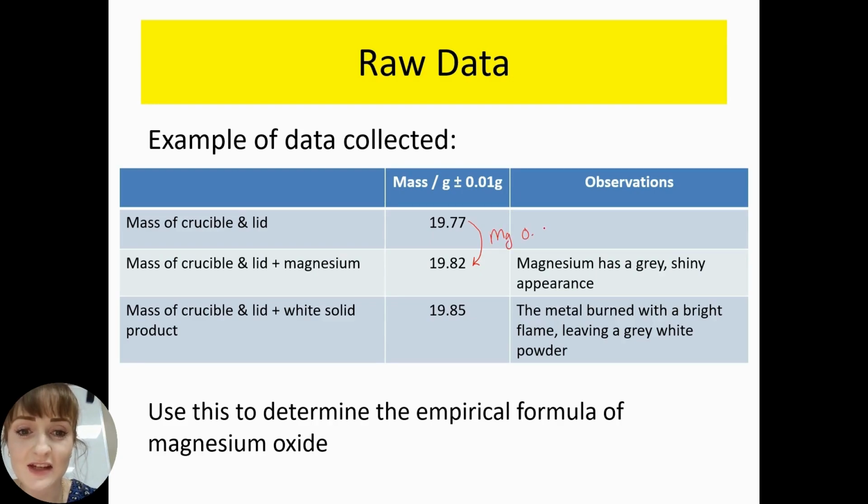The difference between the first 2 mass measurements is for the magnesium. This has a difference of 0.05 grams. The difference between the second 2 measurements has a difference of 0.03 grams. This is for your oxygen. Now we will go ahead and process this further.